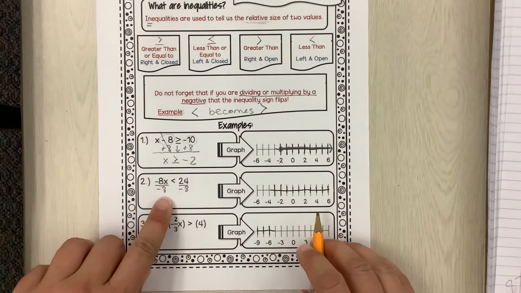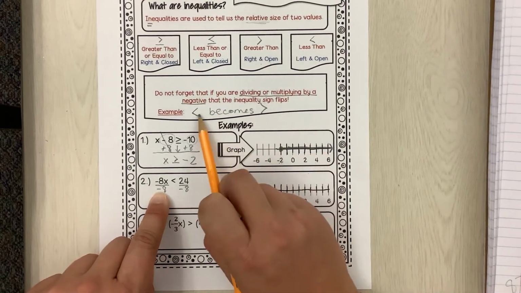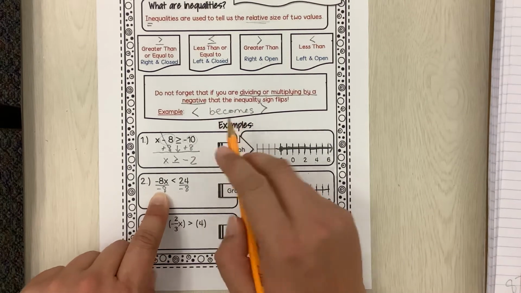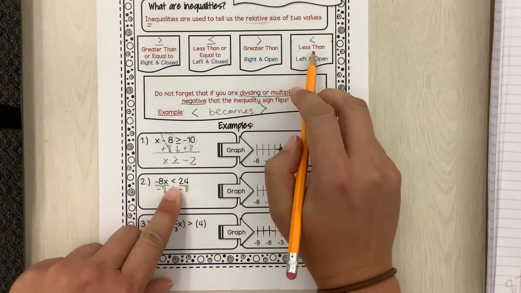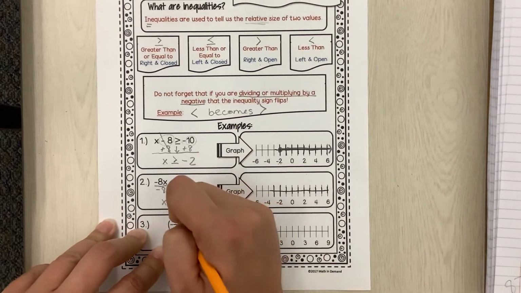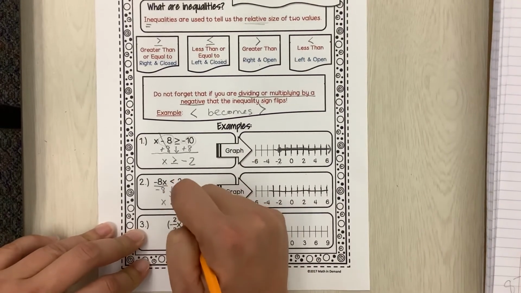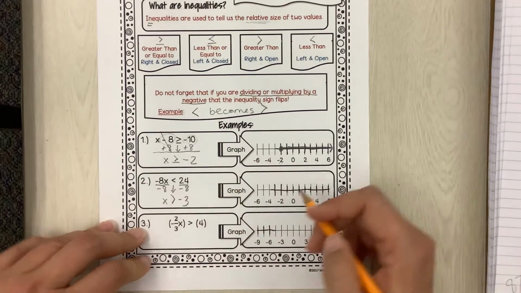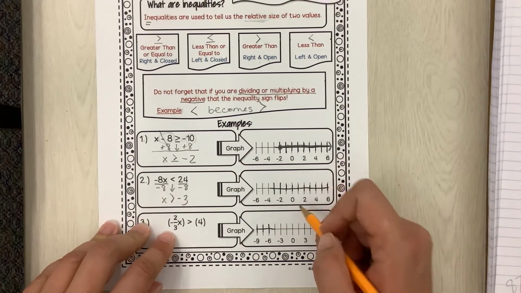Now, here's a rule. I am dividing by a negative, so my sign has to change. So I am going to flip the sign. Instead of being less than, it is now going to be greater than. And then 24 divided by -8 is -3. So let's put ours on the graph, and then we're going to talk about it and check it and make sure we got it right.